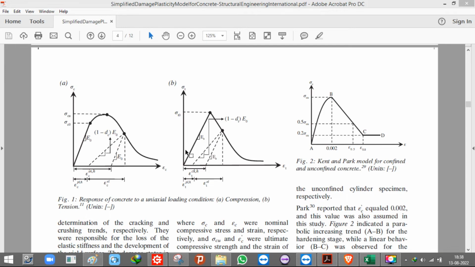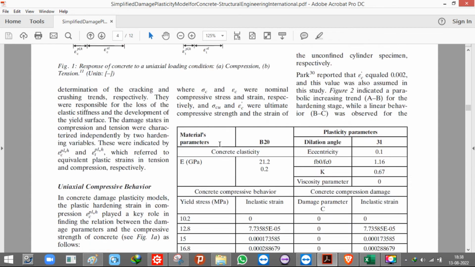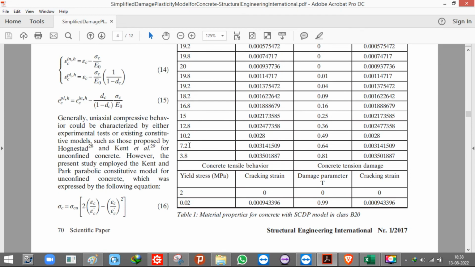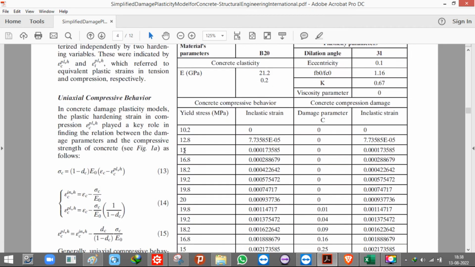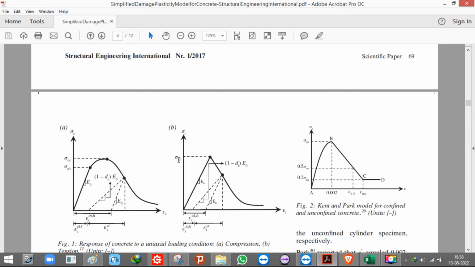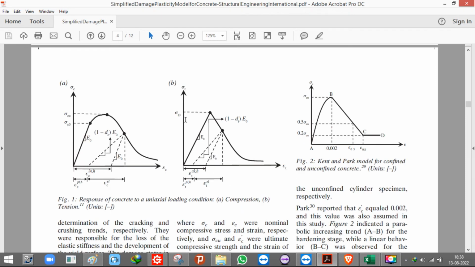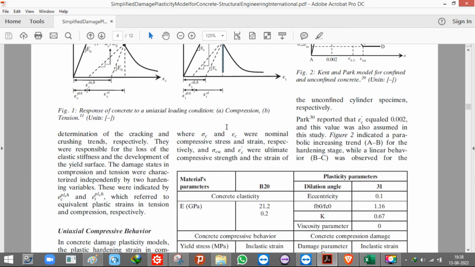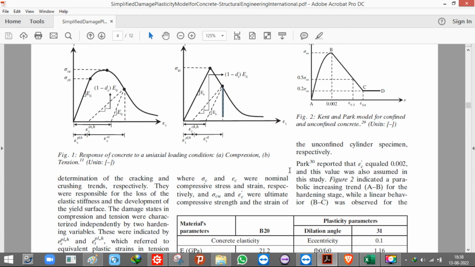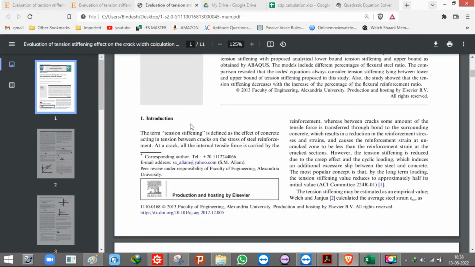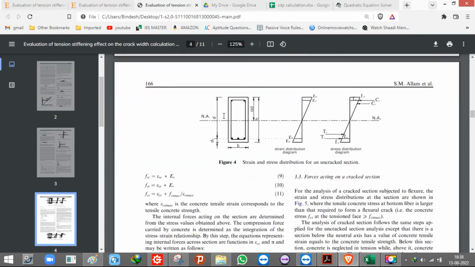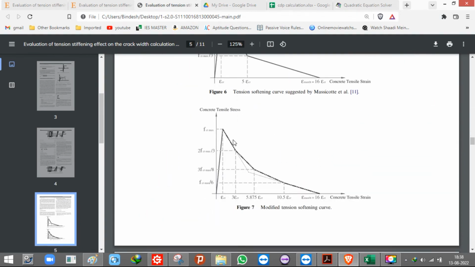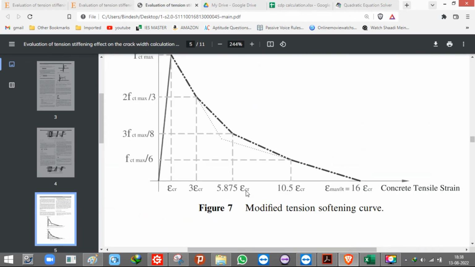For tension, you can see here they have used only 2 points, because they are simply taking 1 point at the peak followed by one more point. So we'll not use this data, we'll use some other paper. This is the paper that I am referring to, you can go directly to this graph and refer to it.